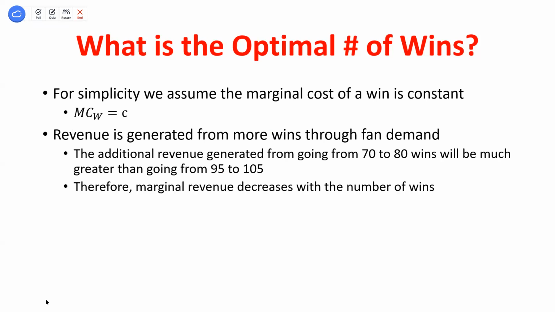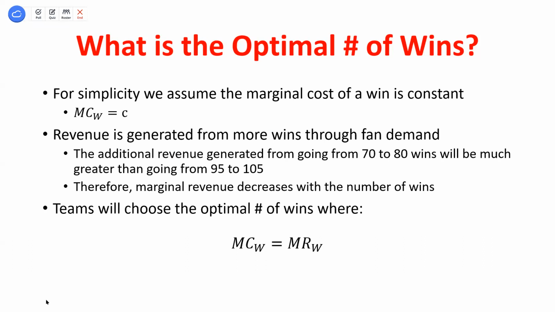So we've got marginal revenue is decreasing with the number of wins. You can think about this as I've got some demand curve for wins from this team. As a result, it generates a certain number of additional revenue, or this twice as steep marginal revenue curve. So I know that a profit maximizing team, just like a profit maximizing company, will choose the optimal output, the optimal number of wins.